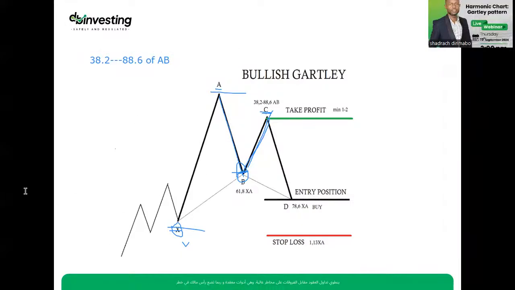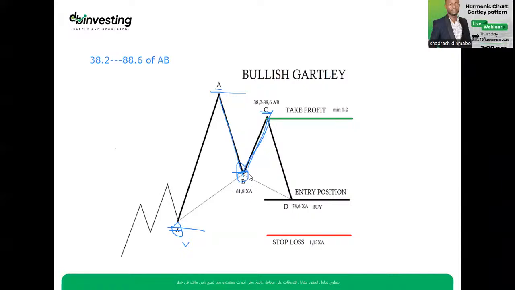We are saying that we have what is called our point X, reference point X. Okay, X to A, and then on getting to X to A, we place our Fibonacci tool at point X, drag to point A, and then we want to check if this retracement, this drop here, is up to 61.8 of XA. If it is, then it qualifies to be called our point B.